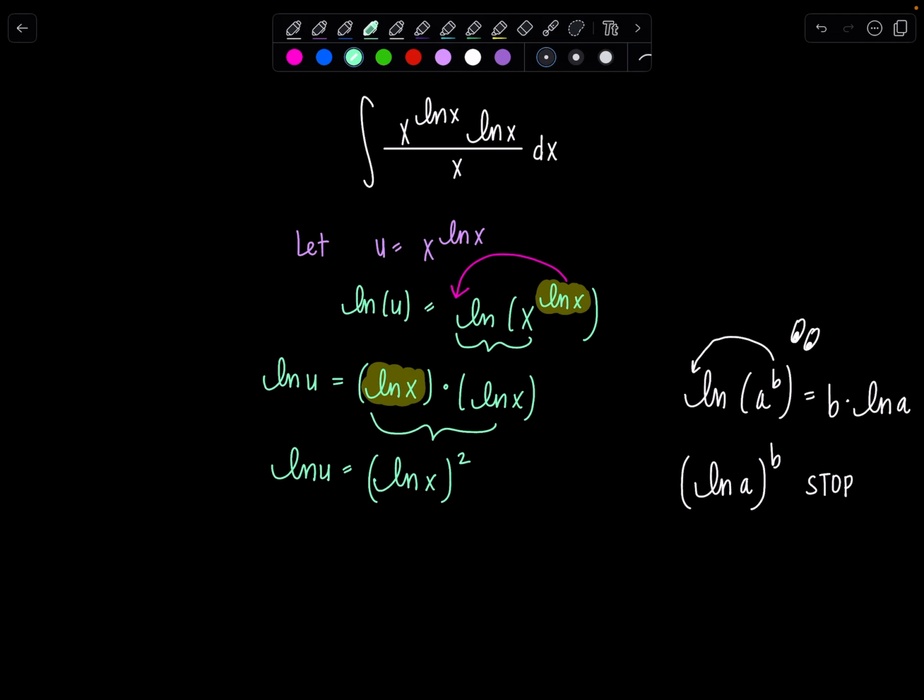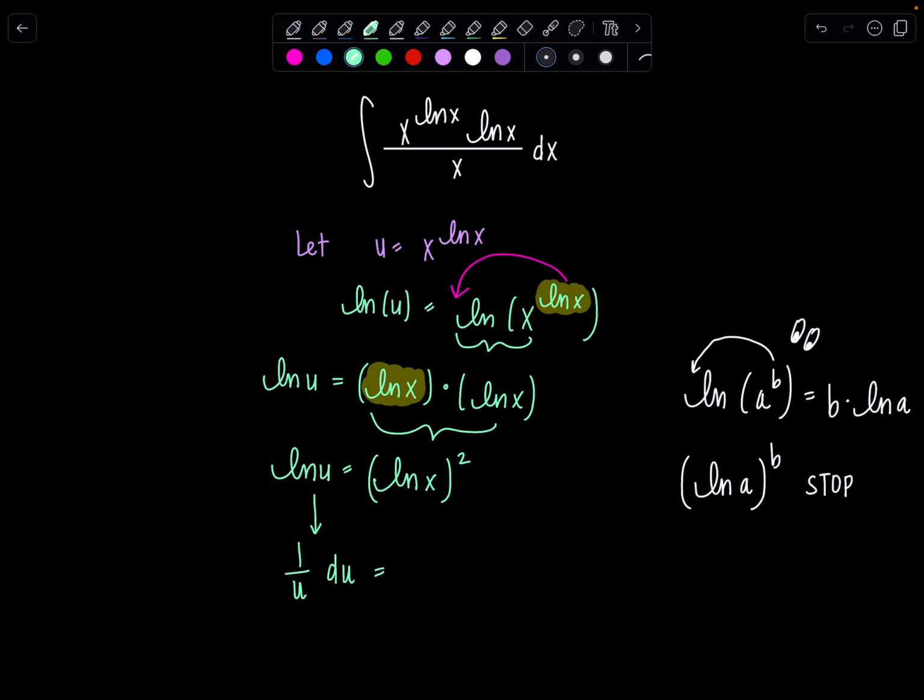Now I'm going to ask you, can I move this too? And you're going to say, no, Professor V, please stop. Correct. Okay. From here, now we're going to go ahead and we'll differentiate both sides. So derivative of the left-hand side, derivative of natural log of u is going to be 1 over u du.